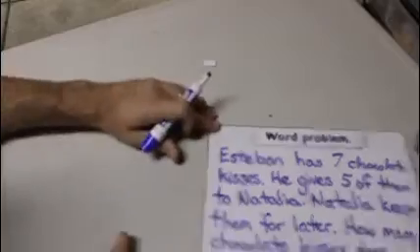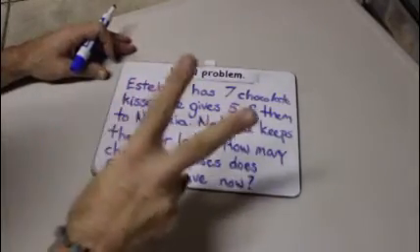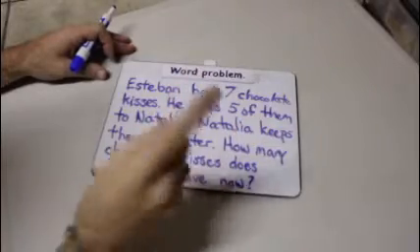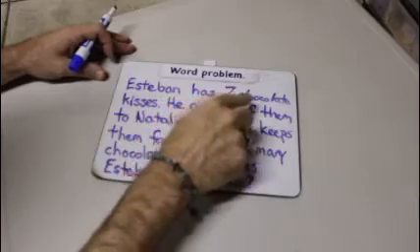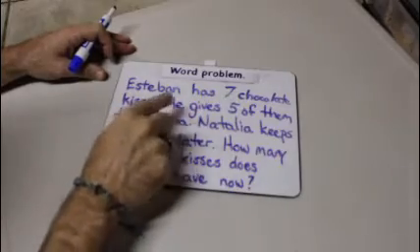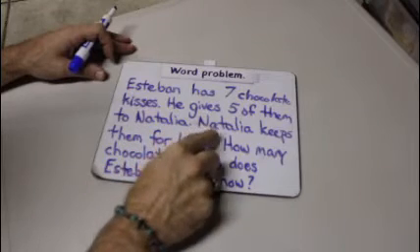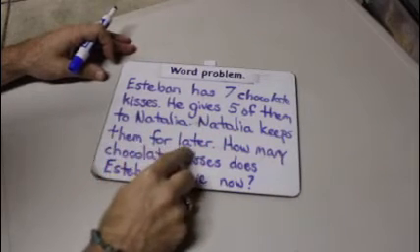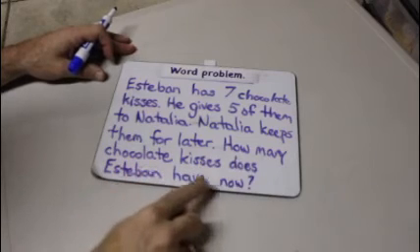Time for our word problem. Word problem. I'm going to read it through 2 times. We can do our mental math, but we also got to check our work. Here we go. Esteban has 7 chocolate kisses. He gives 5 of them to Natalia. Natalia keeps them for later. How many chocolate kisses does Esteban have now?